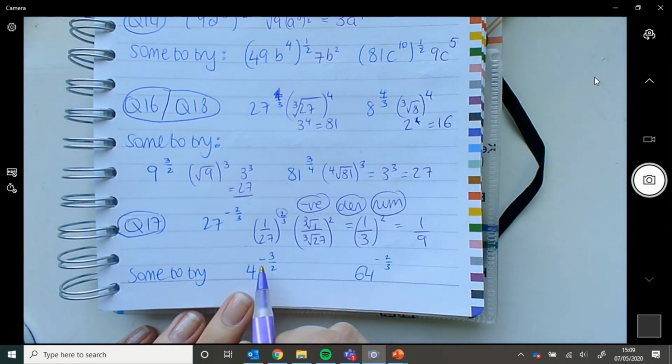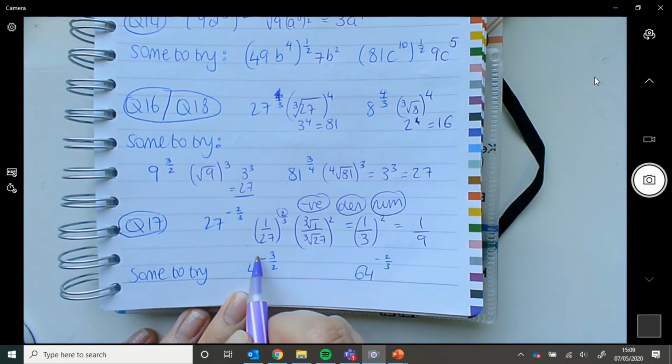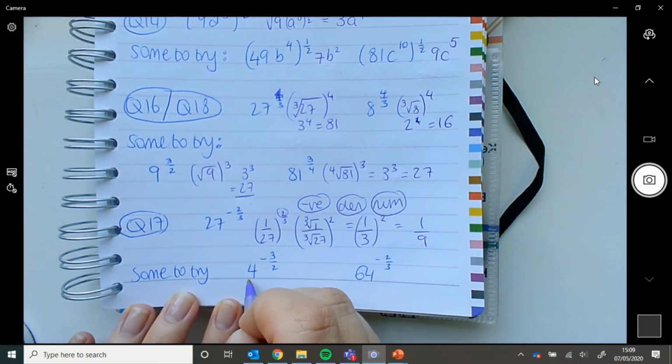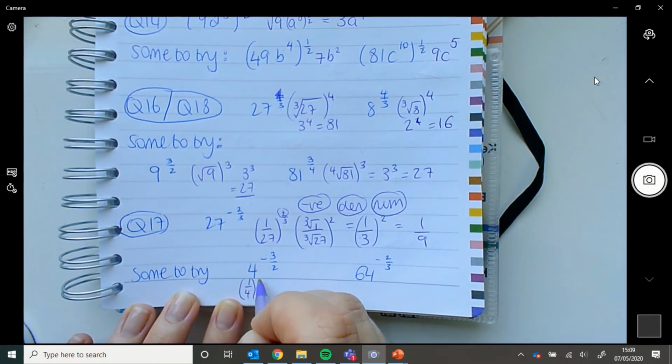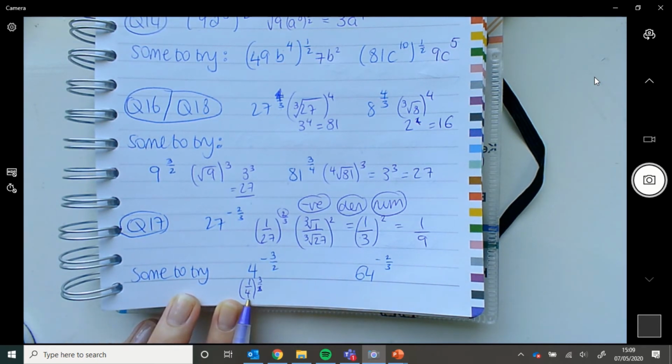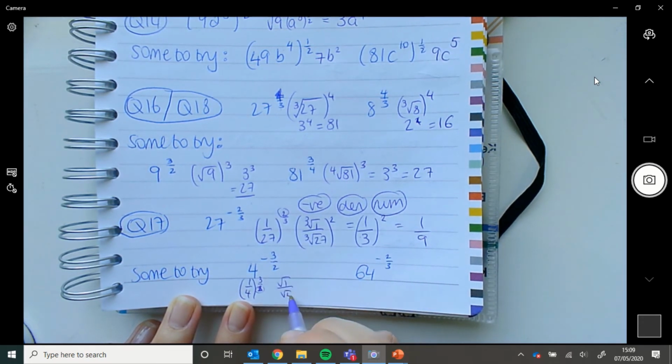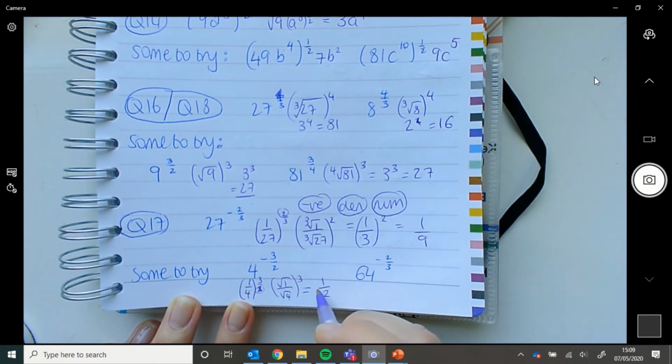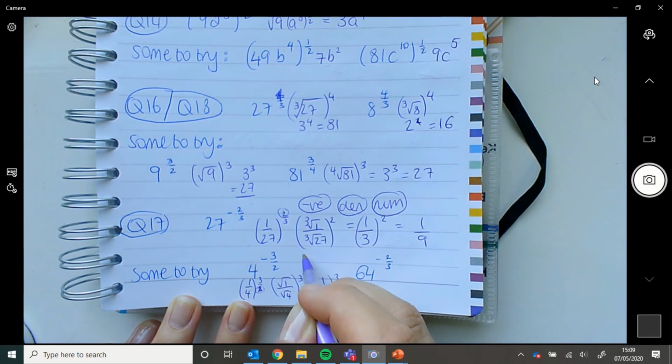Okay, first one. There is a negative power, so I need to find the reciprocal first. Find the reciprocal gives me a quarter. I've still got the power of 3 over 2. Again, the power doesn't flip, it's just the original base. I then need to square root, because there's a 2 on the bottom, so I need to square root 1 and square root 4. And my answer I need to cube. So it's 1 over 2 cubed, which is 1 over 8.